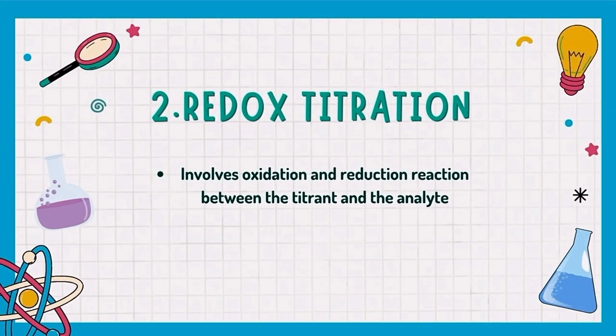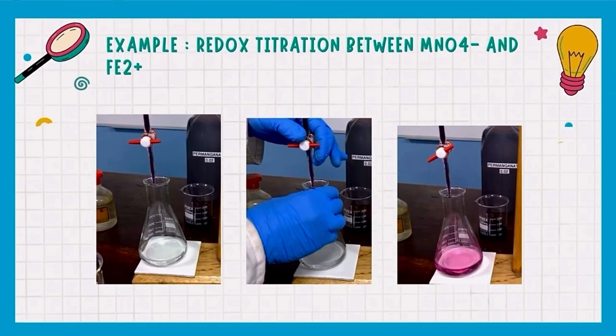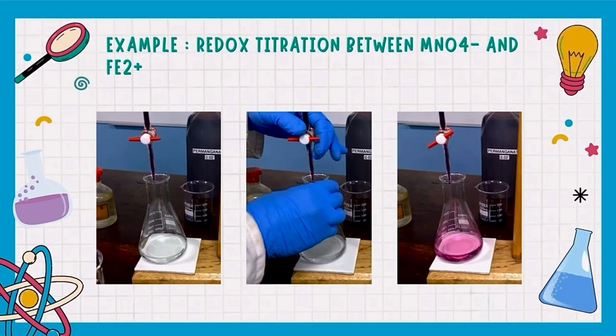Second is redox titration. It involves oxidation and reduction reaction between the titrant and the analyte. Example is redox titration between MnO4- and Fe2+.